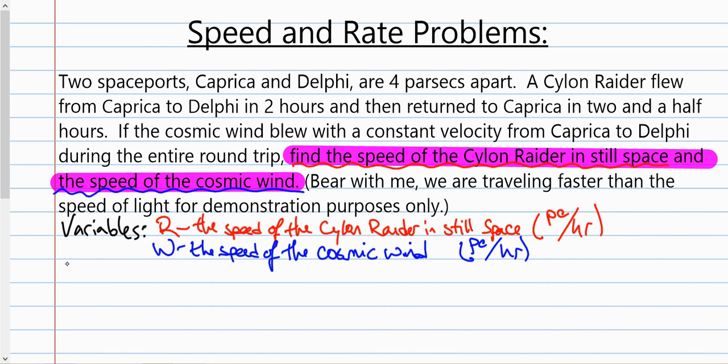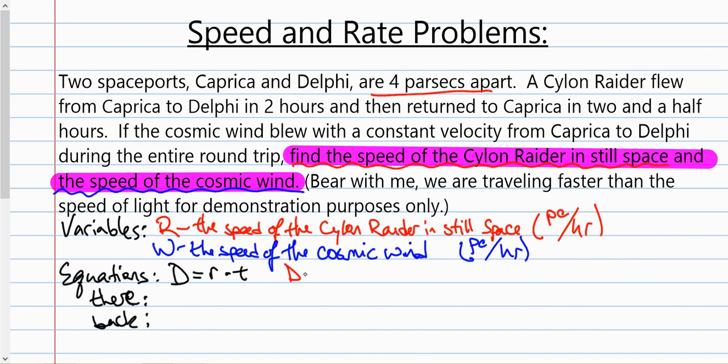So once we have our variables, we want to come up with our equations. We are still going to use the relationship D equals R times T. And I'm still probably going to want to have a there equation and a back equation, because that's typically what we do. We normally just go there and then back again. So, what distance do we have? Our distance is always 4. So that's going to be the D part of both of these. 4 equals something here, and 4 equals something else over here.